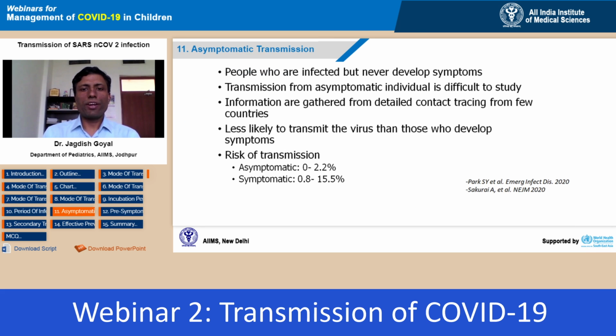There is a lot of debate regarding asymptomatic transmission. People who are infected but never develop symptoms are defined as asymptomatic. Transmission from asymptomatic individuals is difficult to study. Information is gathered from detailed contact tracing from a few countries. Asymptomatic people are less likely to transmit the virus than those who develop symptoms. The risk of transmission from an asymptomatic person is very low.